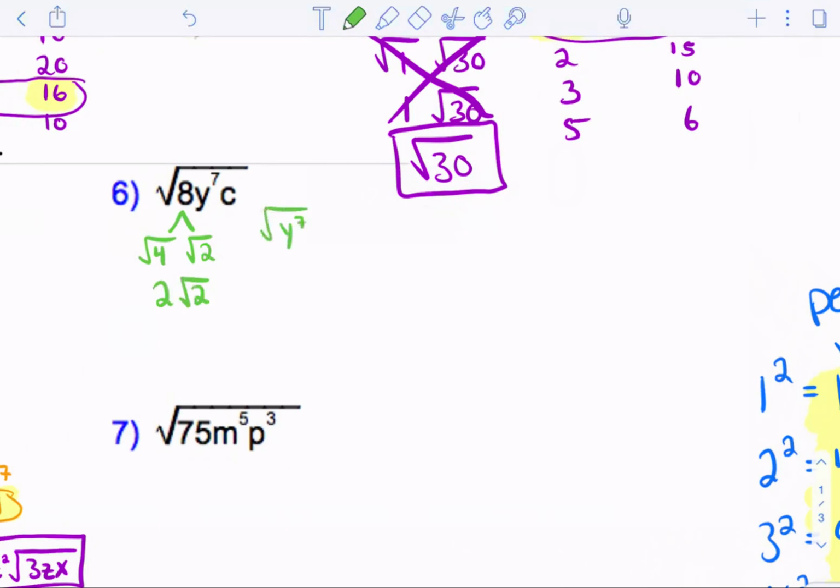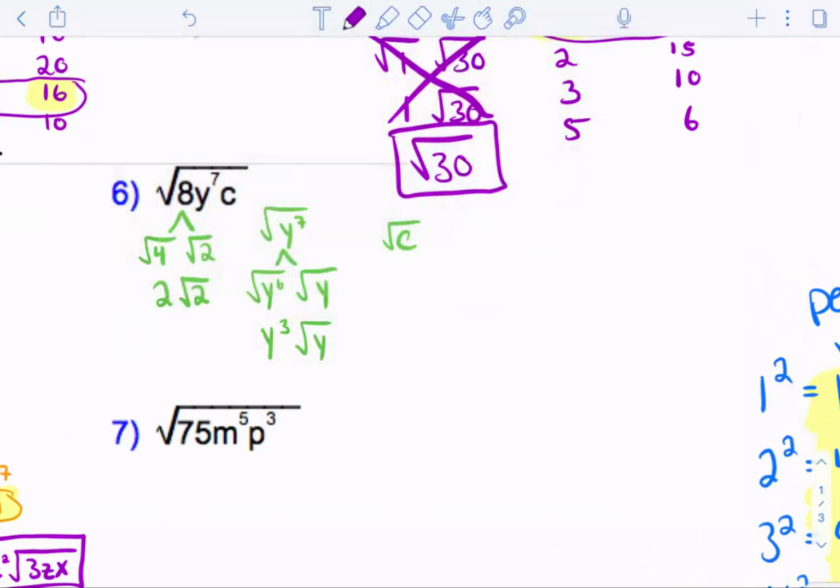Now, y to the 7th, think about it. What's the largest even number? If I put all 7 y's, how many pairs will I get? I will get 3 pairs, which will be 6 y's, and I'll be left with 1 left over. So the square root of y to the 6th is y to the 3rd. And then I can't do anything with the square root of c.